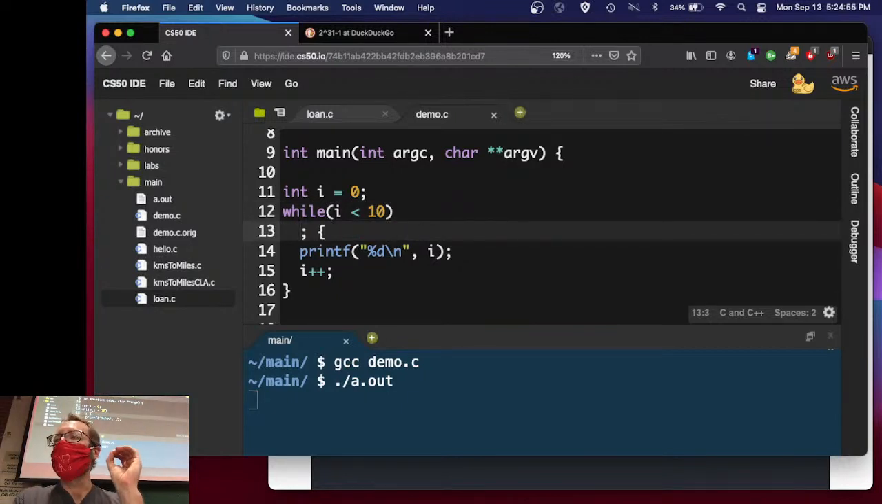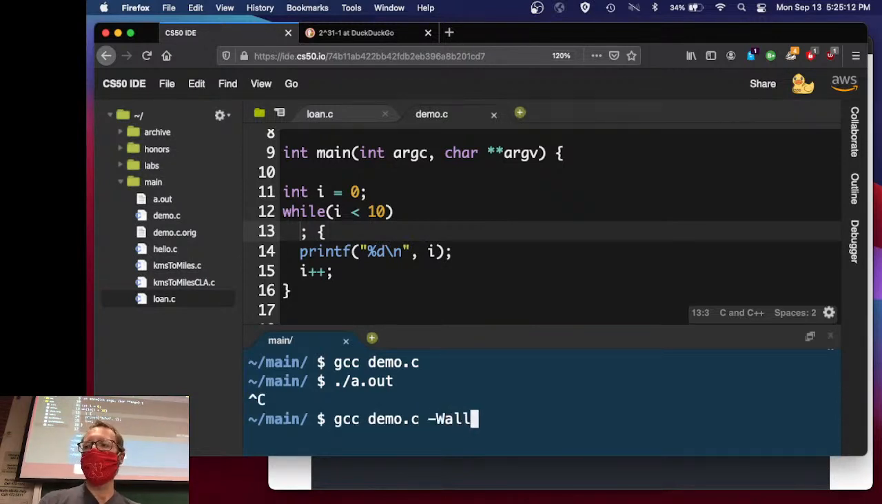So i starts out at 0. While i is strictly less than 10, do what? Nothing. All right, go back up. Do nothing. Do nothing. Do nothing. All right, let's kill that. How do I kill it again? Control C. Now let's go back and, like I've always said, use the wall flag.